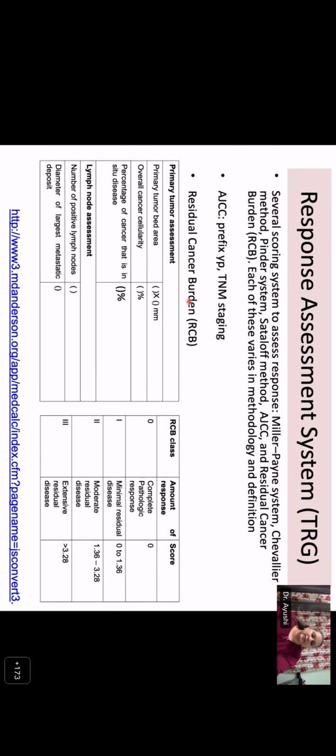The other system is the residual cancer burden, which is used at our institute. It is a freely available calculator on the website, in which you have to feed in certain parameters. That is, the primary tumor bed area in 2 dimensions, the overall cancer cellularity assessed on microscopy, and the percentage of the tumor that is in situ disease. Along with this, you have to put in the number of positive lymph nodes and the size of the largest lymph node. They have developed an algorithm which, based on these parameters, gives the result or the score in the form of an RCB class, from RCB class 0, that is complete response, to RCB class 3, which indicates extensive residual disease. So accordingly, the clinician can modify the post surgery therapy if needed.